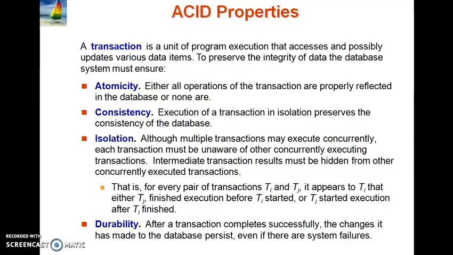The second one is consistency. Execution of a transaction in isolation preserves the consistency of the database. Third is isolation. Although multiple transactions may execute concurrently, each transaction must be unaware of other concurrently executing transactions. Intermediate transaction results must be hidden from other concurrently executed transactions. That is, for every pair of transactions Ti and Tj, it appears to Ti that either Tj finished execution before Ti started, or Tj started execution after Ti finished.